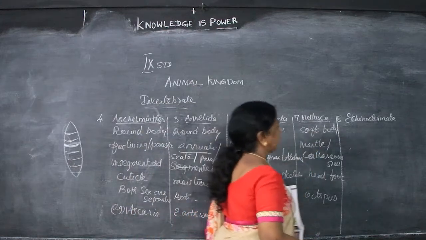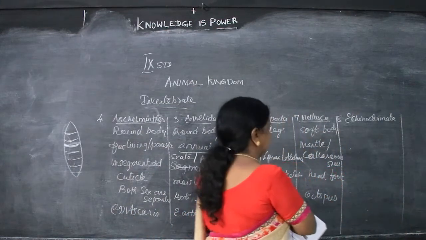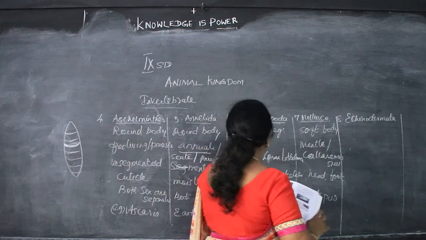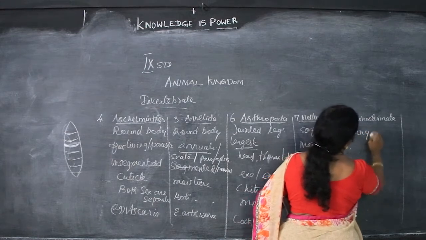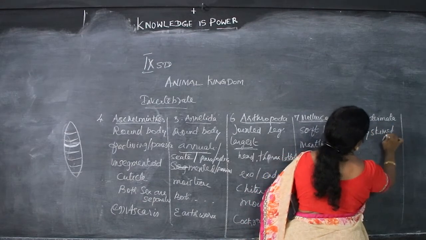Next we have to see Echinodermata. This is the last phylum of invertebrates. This is spiny skinned animals.